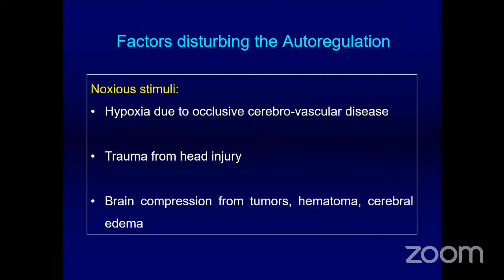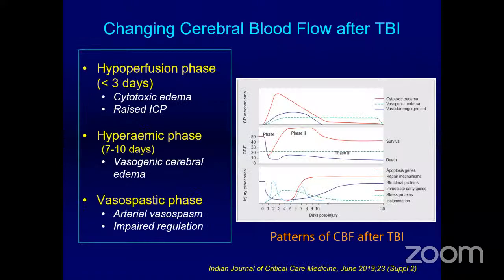So the other concern is basically what affects this autoregulation. So here comes the role of your acute brain injury. And as you can see here, any hypoxia because of any reason, it can be stroke, be it any other reason, or associated complications which happen. Then you have trauma from brain injury, or you have a brain compression from tumors, hematoma, or a cerebral edema. So anything that is affecting the normal milieu or the normal functioning of the brain is a stimulus for causing acute brain injury, and it can disrupt the autoregulation, hence the importance of maintaining the parameters.